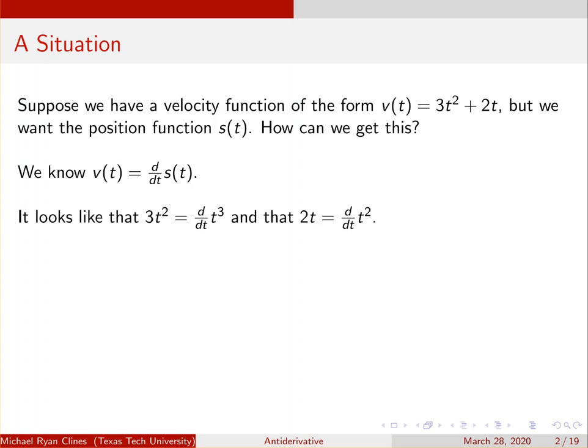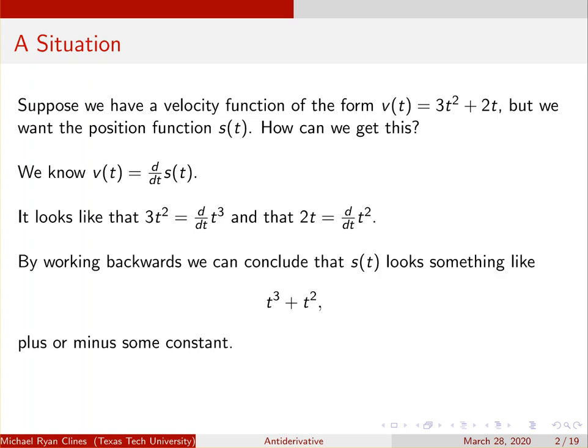And if we examine the velocity function, 3t squared plus 2t, we can see that 3t squared is actually just the derivative of t cubed. When you take the derivative of t cubed, use the power rule, pull down the exponent, subtract 1, you get 3t squared. And 2 times t looks like the derivative of t squared. So by using that intuition, we can work backwards and build this.